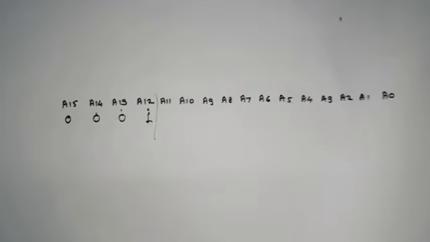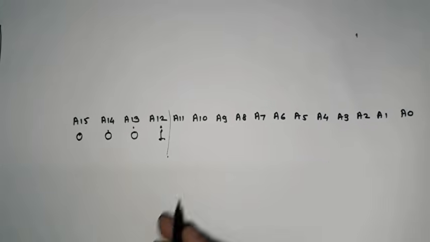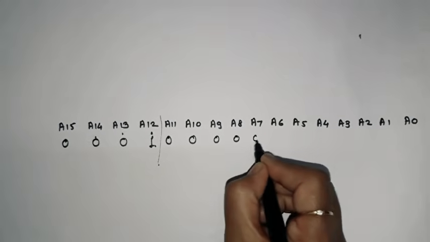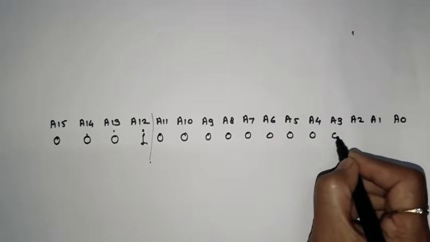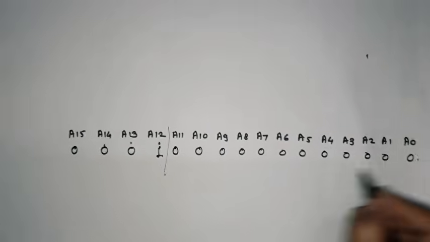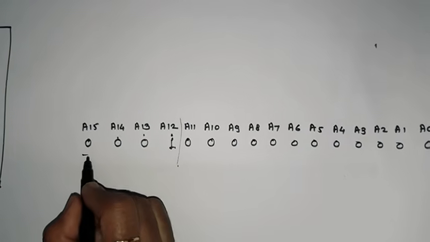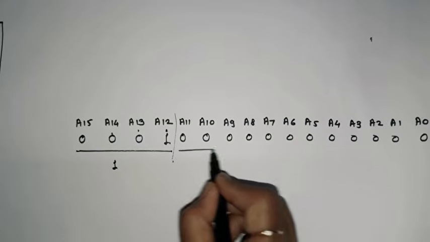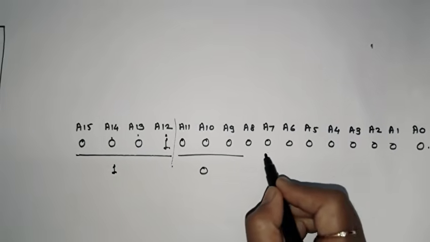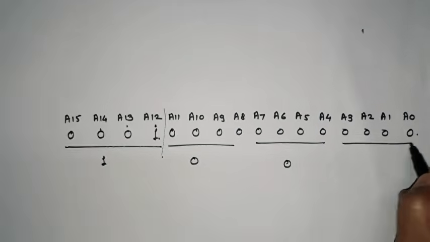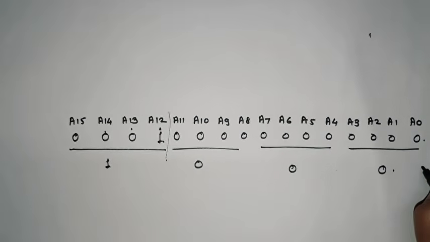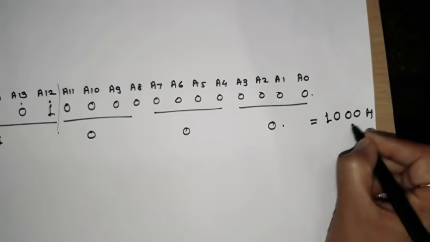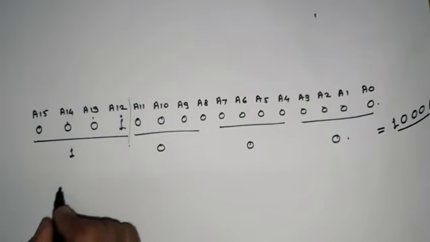Now we will find out the starting address. So we can write here 0, 0 up to A0. So this will be the starting address. If I convert this into hexadecimal, it will be 1, then 0, then 0 and 0. So the address will be 1000H. This will be the starting address.